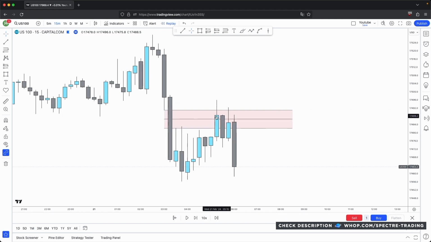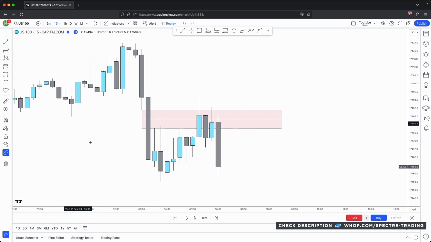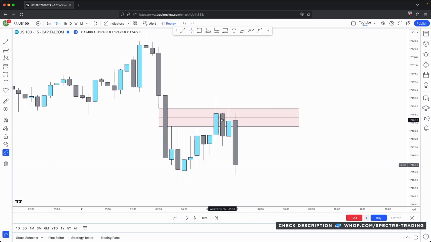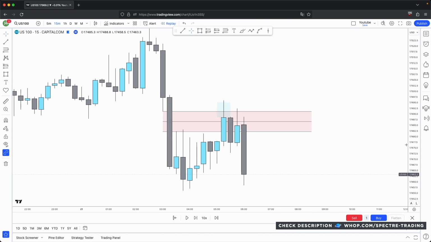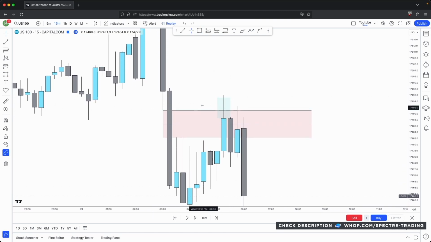So even though we had this full body closure past the 50% level and a wick above the fair value gap, this does not invalidate the fair value gap, because the bodies still respected within the fair value gap. If the body had a full closure instead of this wick above the imbalance, then that would invalidate this fair value gap.